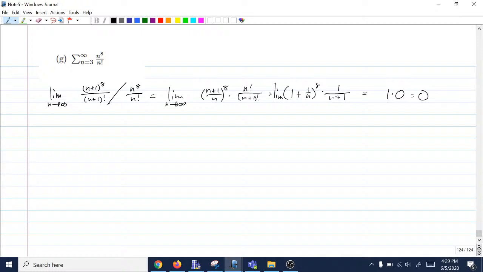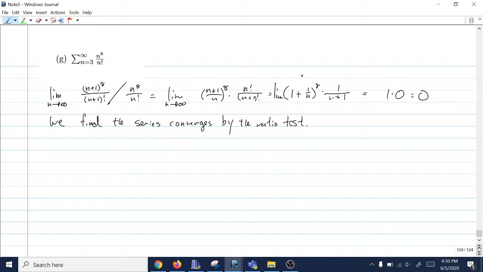So, the series converges by the ratio test. We find the limit of absolute value a_{n+1} over a_n. I don't like writing that because I haven't defined a_n, and I don't want to go back as far as writing that. I guess we'll just say that we find the series converges by the ratio test. Done. Do I know what it converges to? I don't know what it converges to.